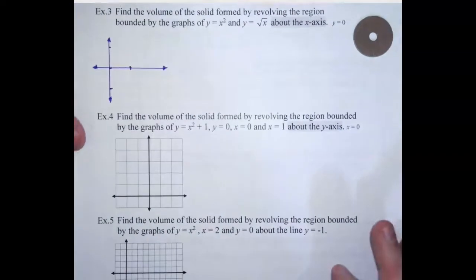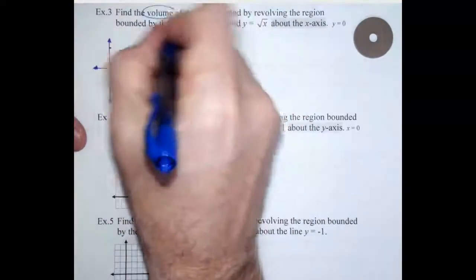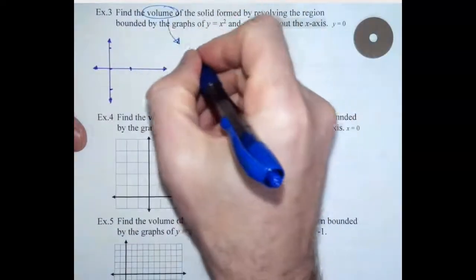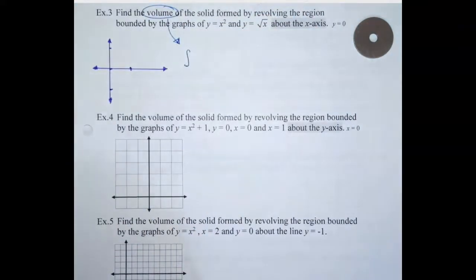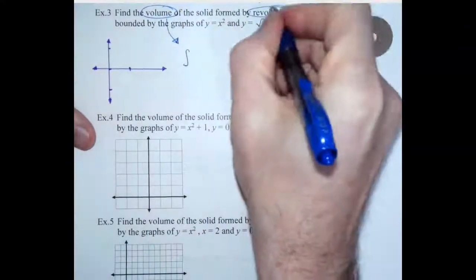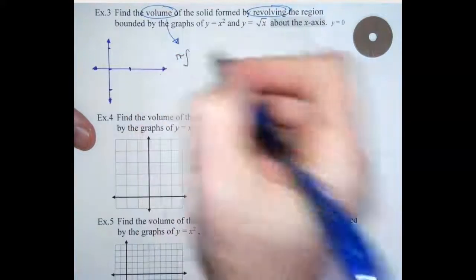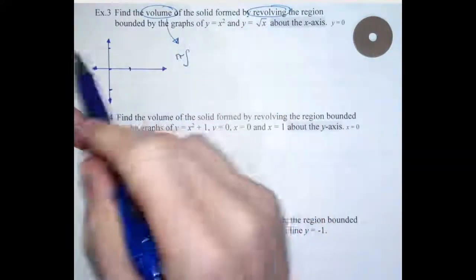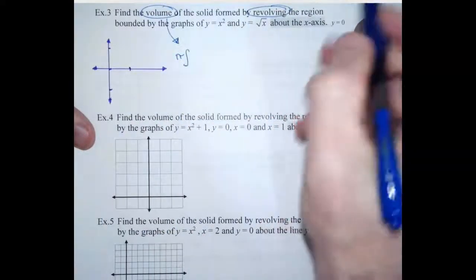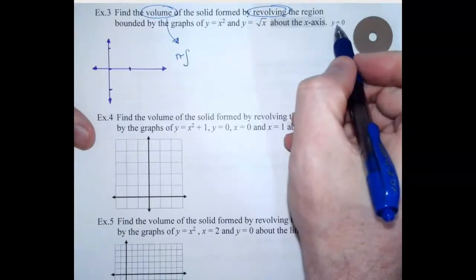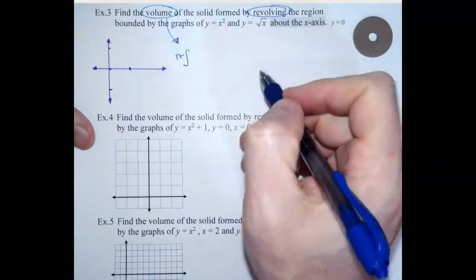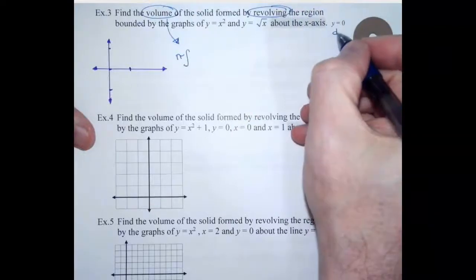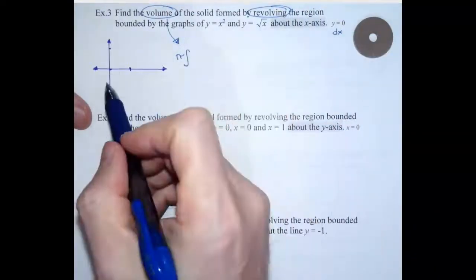Alright, so let's go one step at a time. So find the volume. Okay, so integral. Find the volume. Revolving, so we're going to put pi. Some other stuff here, we're going to graph that. About the x-axis. The x-axis is y equals 0, so that's going to be dx again. So keep that in mind, dx.